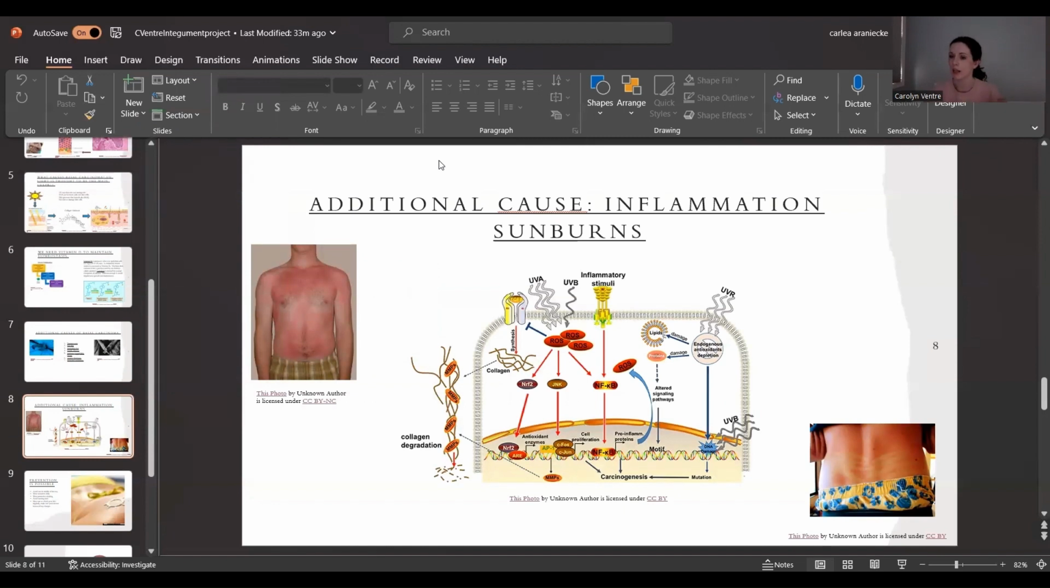Too much sun, I know most of us know this is common sense. You can get sunburn. This shows you inflammation from sunburns. Most everyone knows what sunburn looks like, but it shows you how UVA and UVB affect the skin. It causes DNA damage, which makes the DNA mutate into carcinogens, which end up causing you to have basal carcinoma.